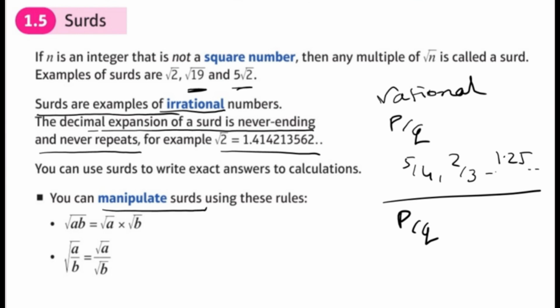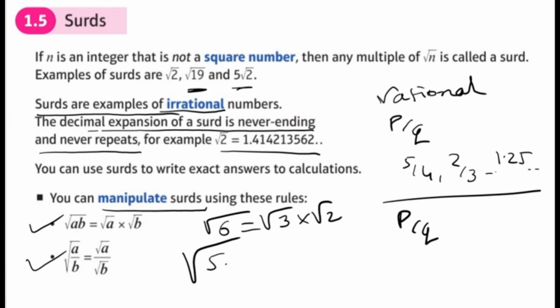To manipulate or simplify surds, we use these rules. First, root AB is equal to root A times root B. So if I have root 6, I can write it as root 3 times root 2. If I have root 5 over 3, I can write root 5 over root 3. This will help us with the simplification.